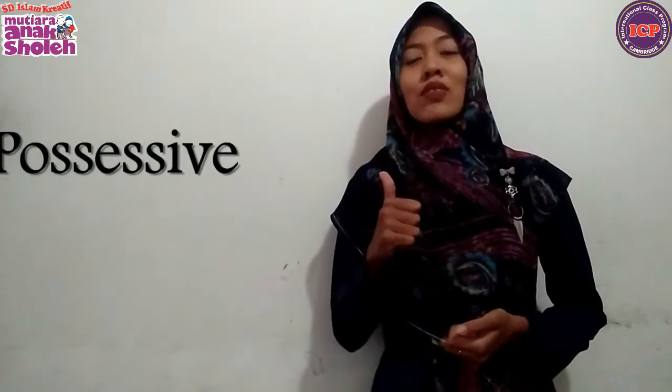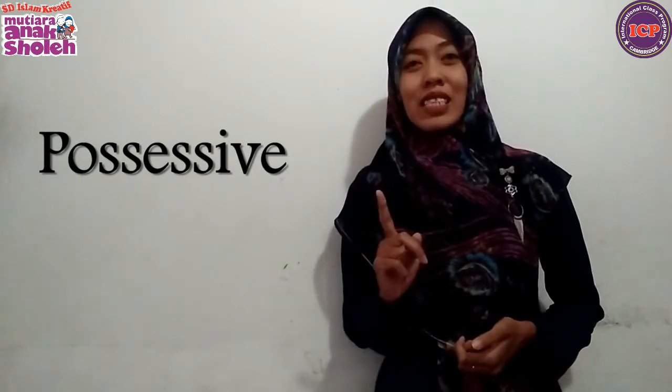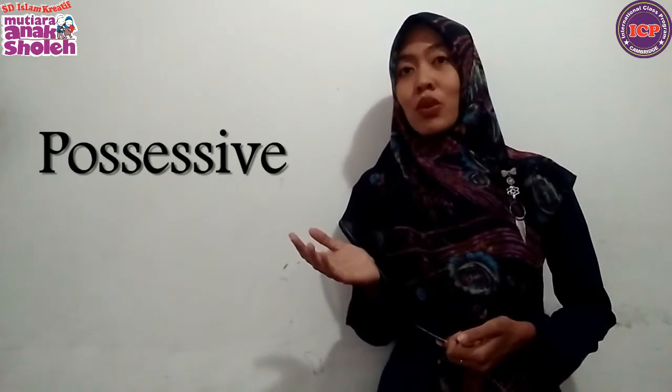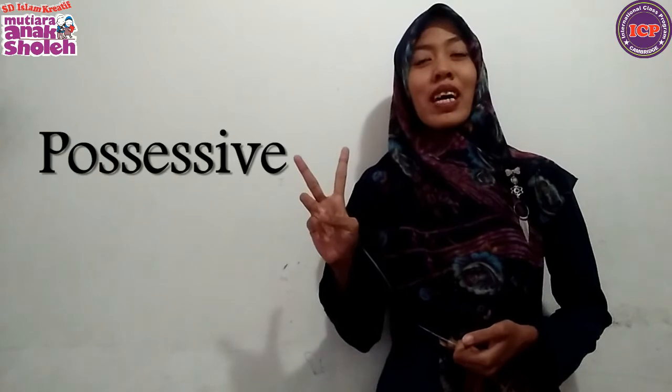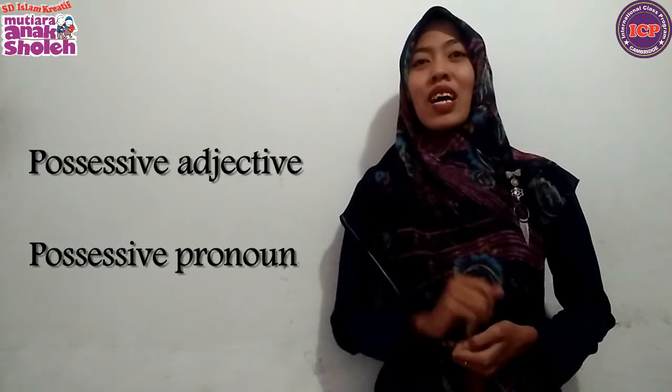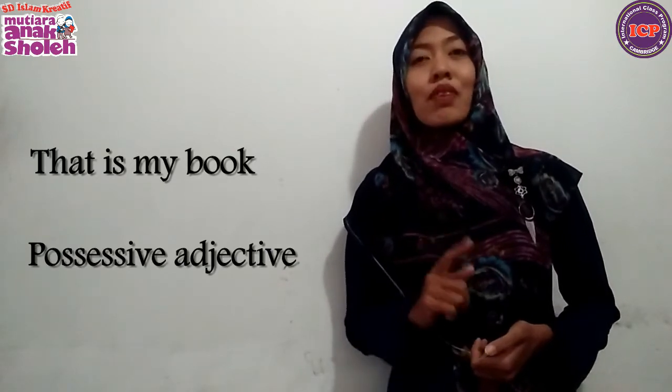Wow, very good. That's right. It's about possessive. Do you still remember how many kinds of possessive you know? There are two. What are they? Possessive adjective and then possessive pronoun. Very good. Okay, Ustazah will ask you how to make a possessive adjective. What is an example of a possessive adjective? Okay, a simple example: that is my book. Very good.